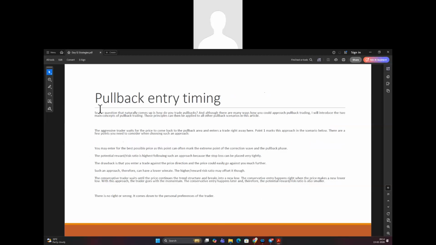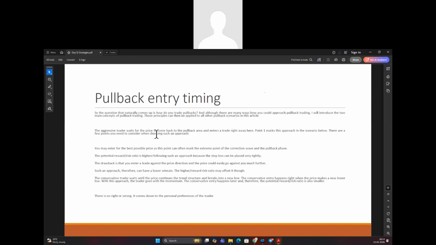Pullback entry timing. The question that naturally comes up is how do you trade pullbacks? Although there are many ways you could approach pullback trading, I will introduce two main concepts of pullback trading. Those principles can then be applied to all other pullback scenarios in the article. The aggressive trader waits for the price to come back to the pullback area and enters a trade right away here. Point 1 marks their approach in the scenario below.